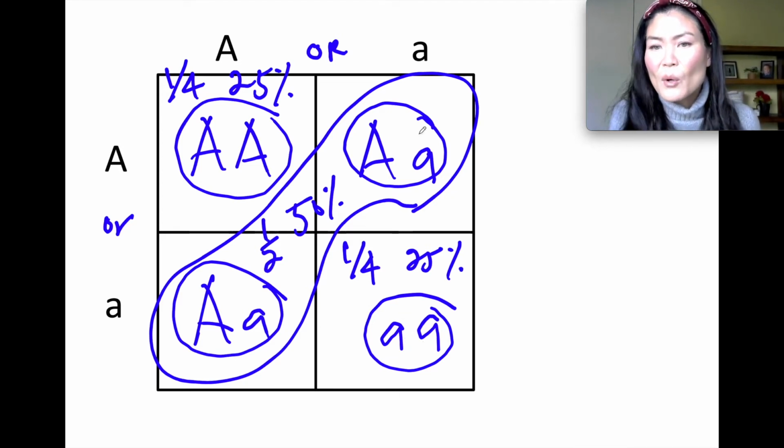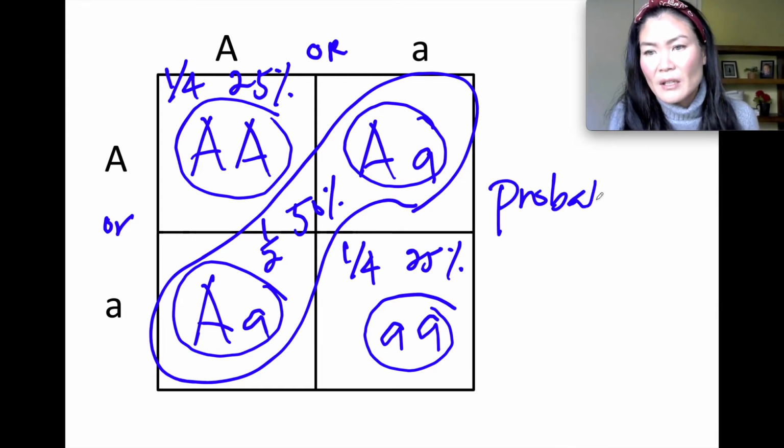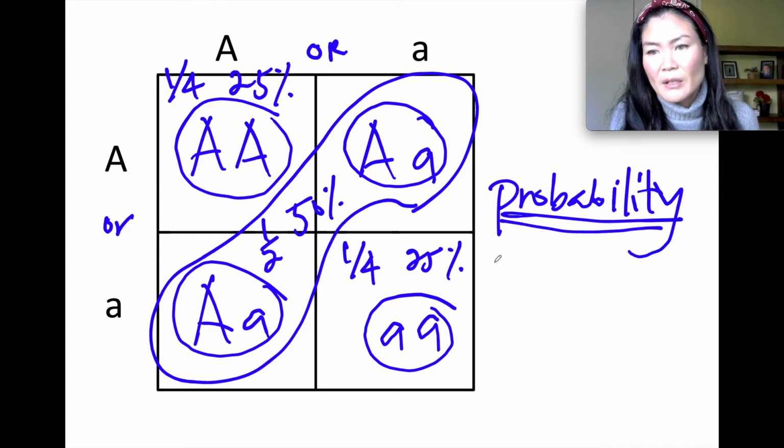So that's the whole point of Punnett squares, that it's telling you the probability of what their offspring are going to be. Probability. Okay? Let's say that these parents have 4 kids that are little a, little a. And let's say that the mom is pregnant again with the 5th child. What's the probability of them having little a, little a?